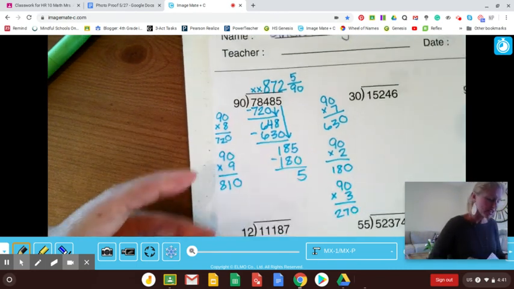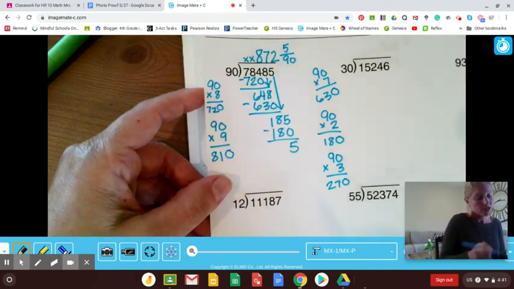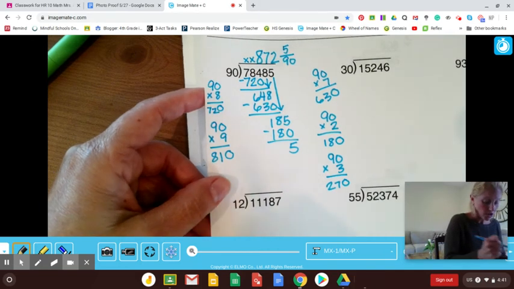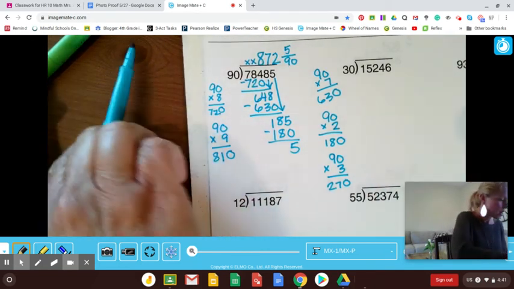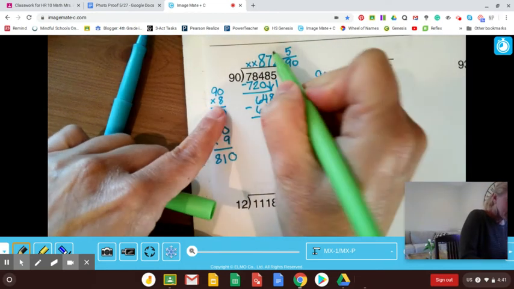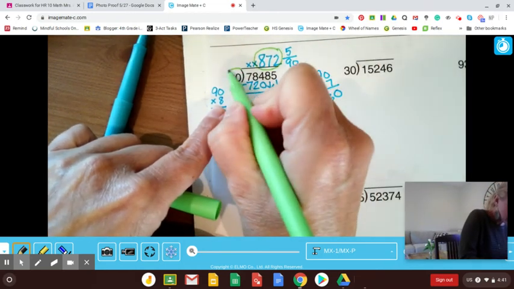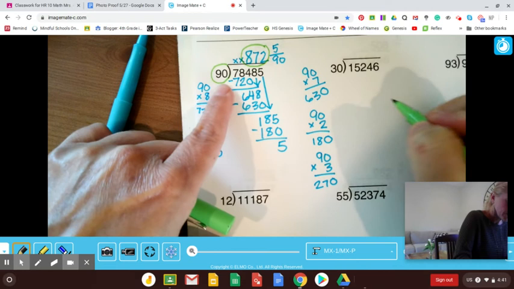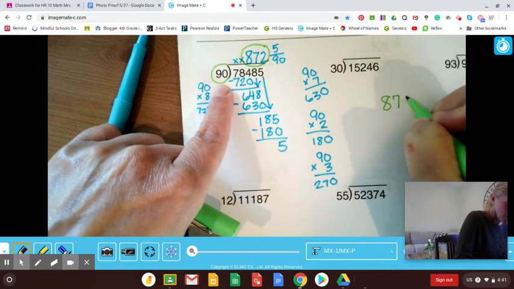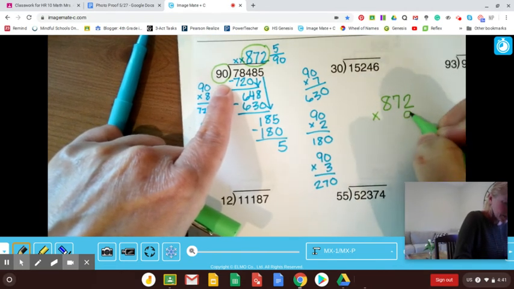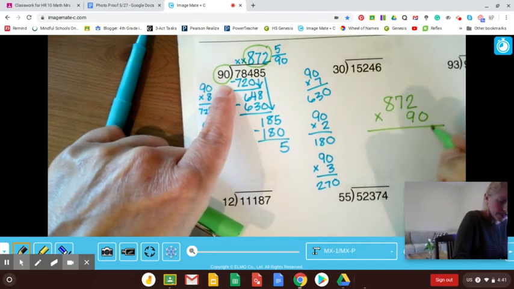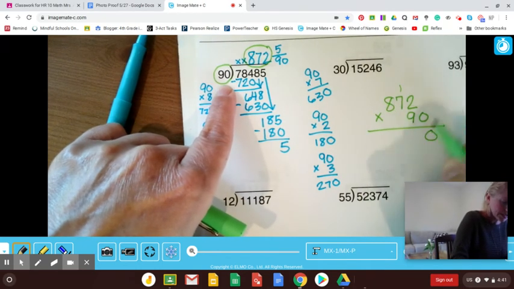All right, then if I wanted to, I can check using inverse operations, right? I could multiply 872 times 90. In fact, let me just do it. I'm going to do it over here. 872 times 90. I'm going to use the cliffhanger method. Hang that 0 off the edge. 9 times 2 is 18.